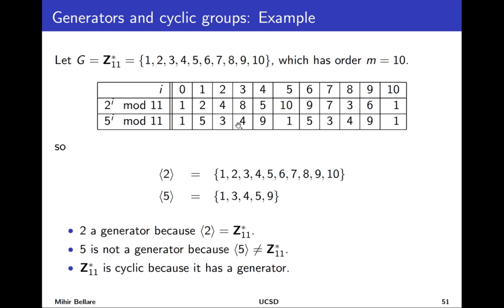It has 1, 5, 3, 4, 9. I wrote them in order. And that's it, because then you just repeat. That shows us that these sets can have different sizes. What does it tell us about generators?